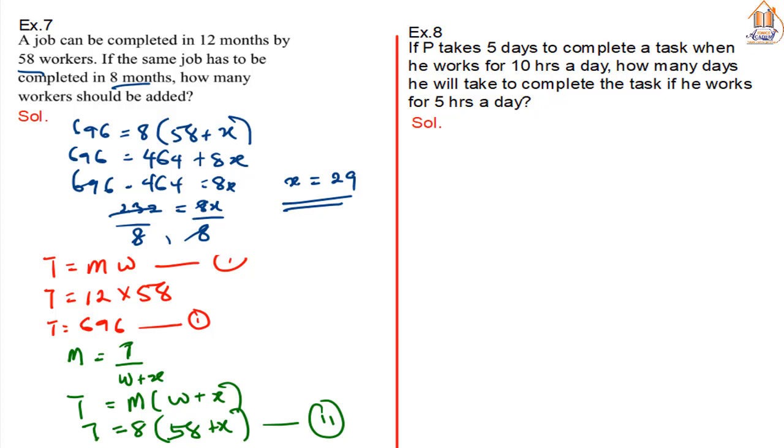Now let's go to example 8, but I will leave example 8 for you to solve. Our example 8 is similar to example 7, which says that if P takes 5 days to complete a task when he works for 10 hours a day, how many days will he take to complete the task if he works for 5 hours a day? Now the answer to the question is 10 days. So I believe you should make use of the knowledge you have gotten from example 7 to solve example 8.